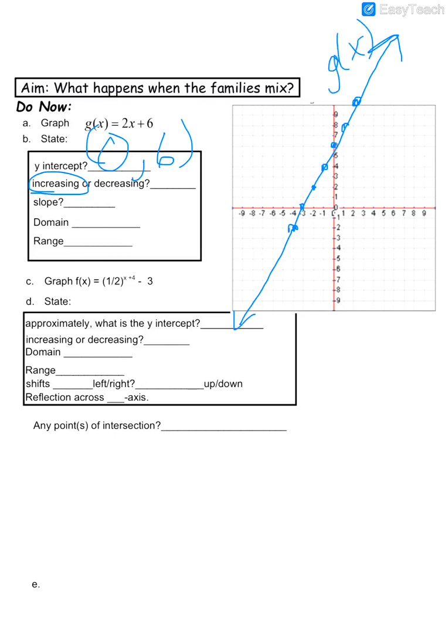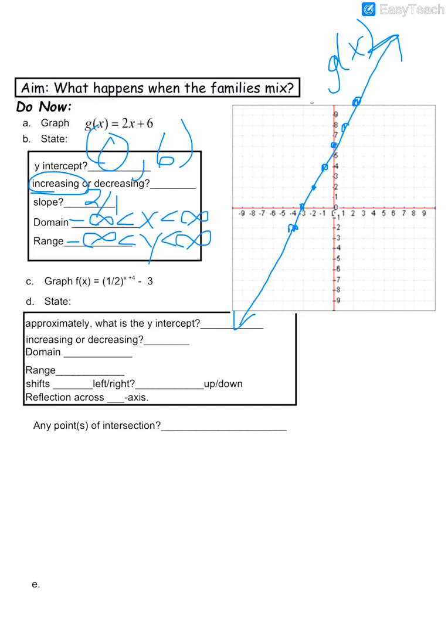G of x. What is the slope? The slope is 2 over 1. The domain, negative infinity is less than x, which is less than infinity. A few of you guys think it's okay to have equal signs here. It is never okay to have equal signs with infinity and negative infinity. So please be aware of that. My range is also negative infinity is less than y, which is less than infinity.